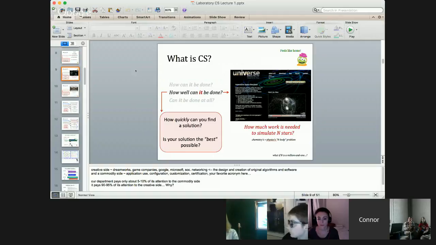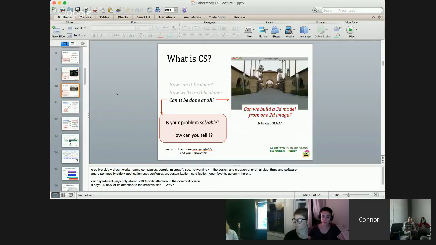The second question to look at is how well can it be done? How quickly can we find a solution, and is the solution the best? Is it the most efficient? Does it use the least memory? There's an example with this program called the Universe Sandbox. It's trying to be physically accurate. How much work do we need to simulate a galaxy with n number of stars? What happens when that number goes from 100 to 1,000 to 10 billion?